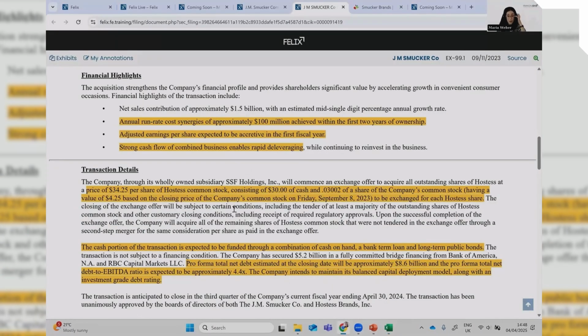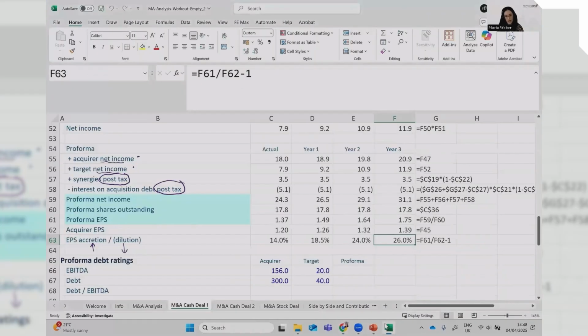Okay, so we see here, if we go back to our J.M. Smucker Hostess Brands deal announcement, they talk about adjusted earnings per share expected to be accretive in the first fiscal year. Often, it takes a while to become accretive, if it becomes accretive, because of that synergy buildup, right? We don't get synergies straight away from day one. So what you might see in the first couple of years is a bit of dilution, and then you could see the accretion.